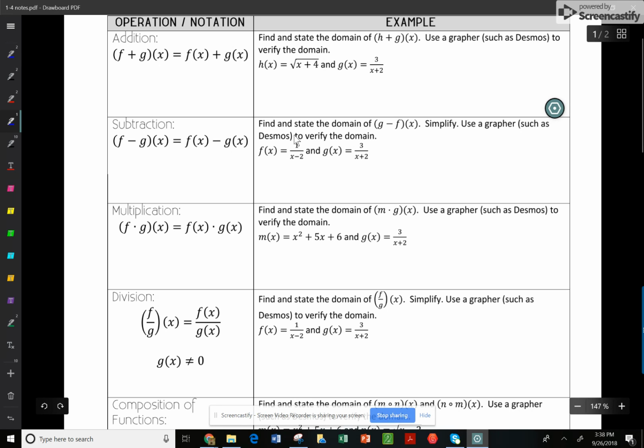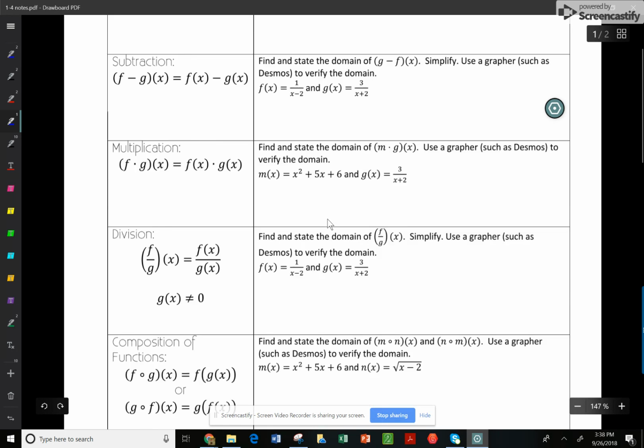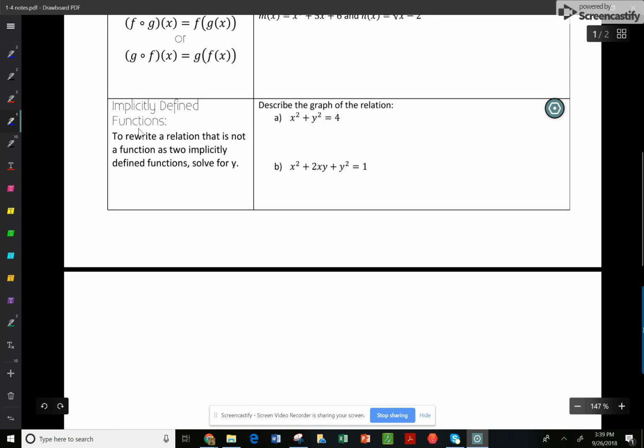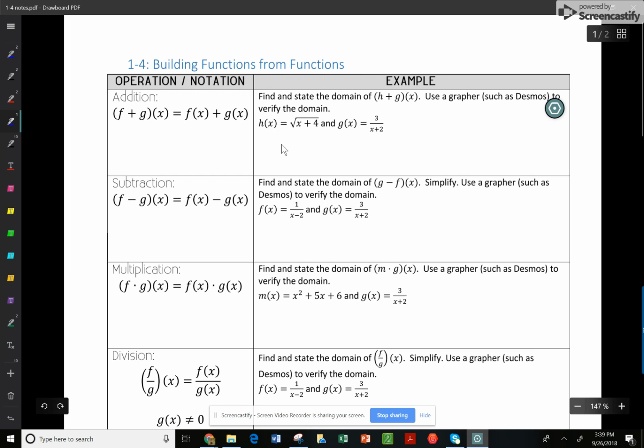So just when you do the domain, remember, you can't have negatives under square roots. You can't have 0 in the denominator. Those are the main two things that I'm using here. Okay. All right. And for implicitly defined functions, you need to rewrite a relation that is not a function as two implicitly defined functions. You want to solve for y. And to solve for y, you just want to get y alone. If you need to see examples of this, look at your book. Okay. All right, so that's what I want you to do for the notes.